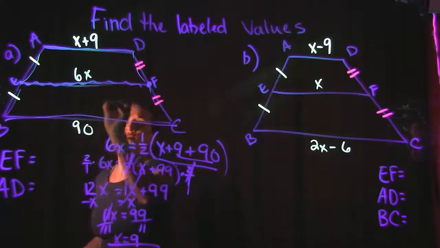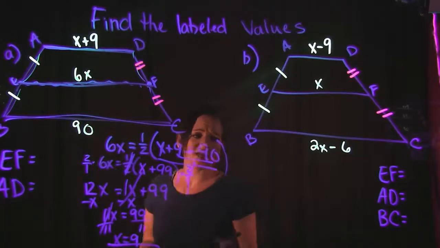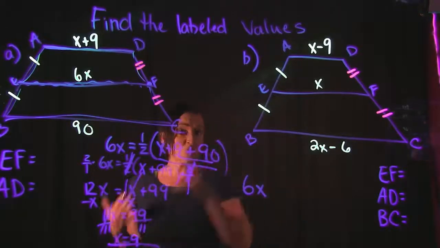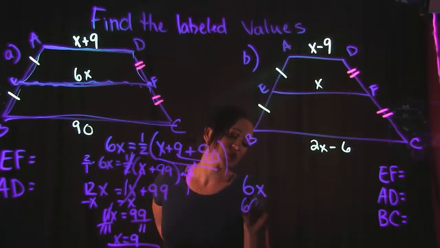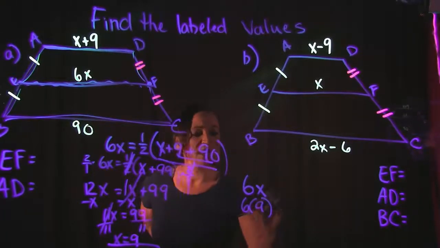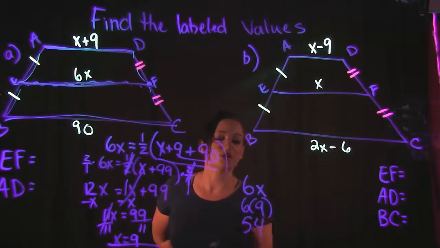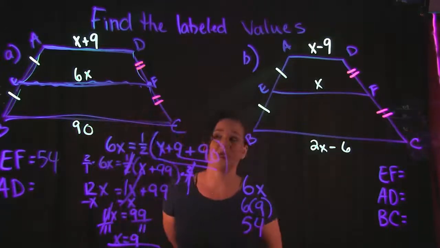So EF is right over here. Now EF is equal to 6x, right? So if EF is equal to 6x, but we now know that x is equal to 9, we're going to do a quick substitution here and just plug in 9 for x, and 6 times 9 is equal to 54. So that is how long EF is.